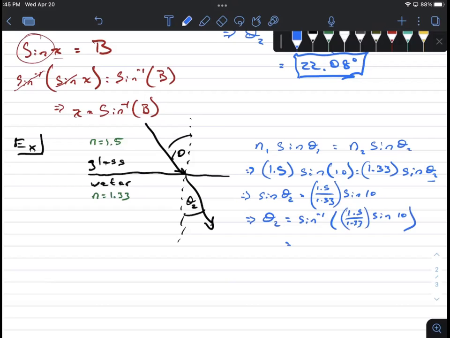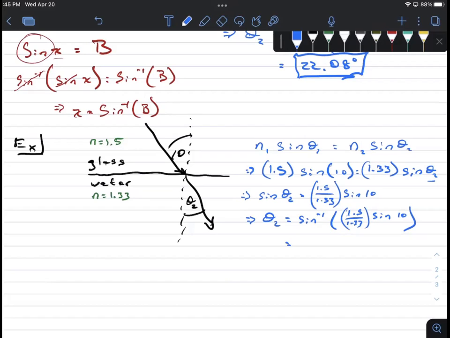Now, before I get an answer, I remind myself in my head, in this case, I'm going from more dense to less dense. Glass, of course, is more dense than water. Or another way of remembering is the index of refraction for glass is bigger than water. So I expect my angle to get bigger. So the answer I should be getting should be bigger than 10. Let's see what we get.